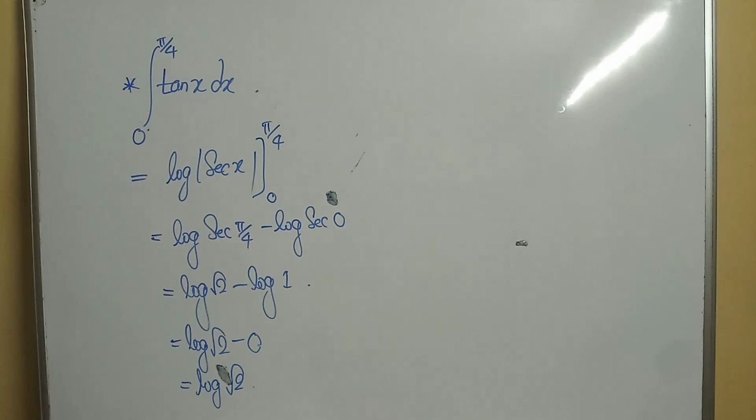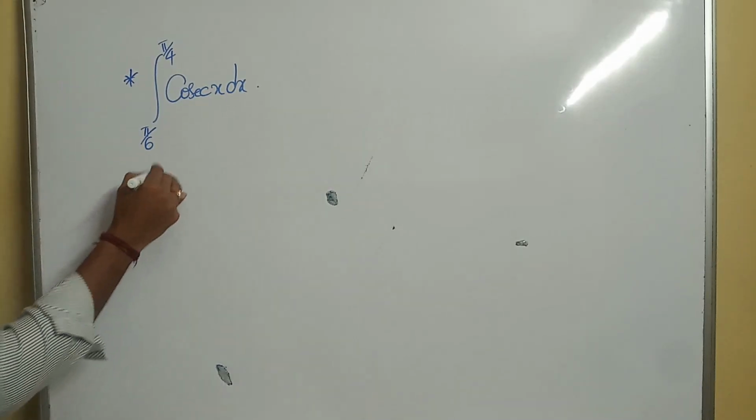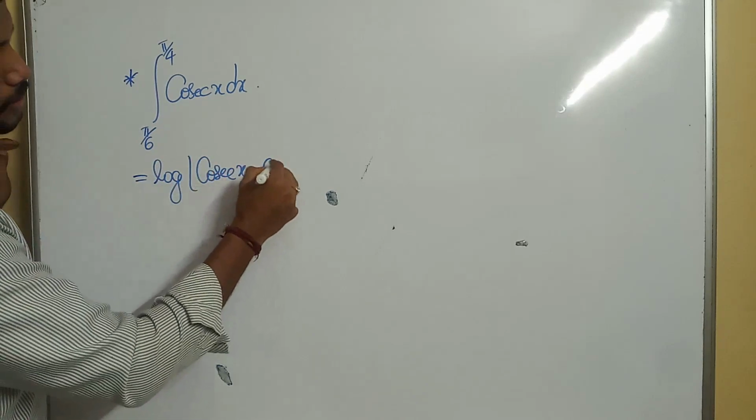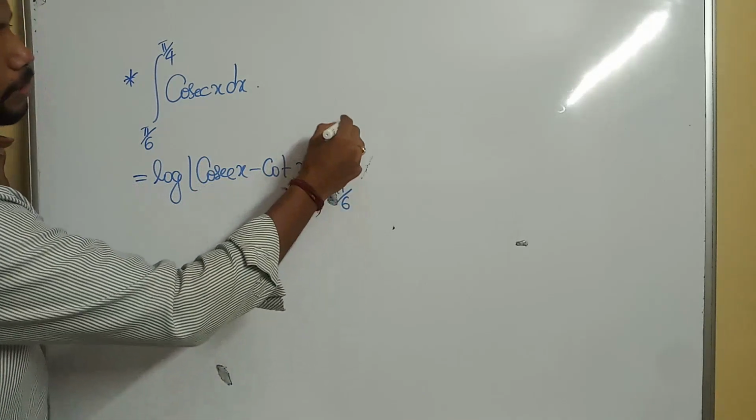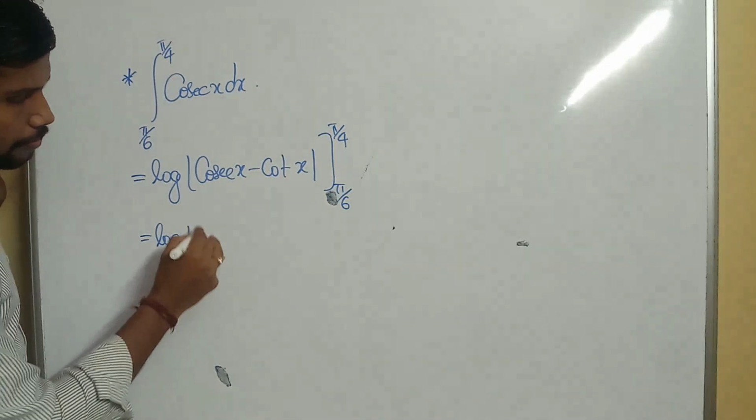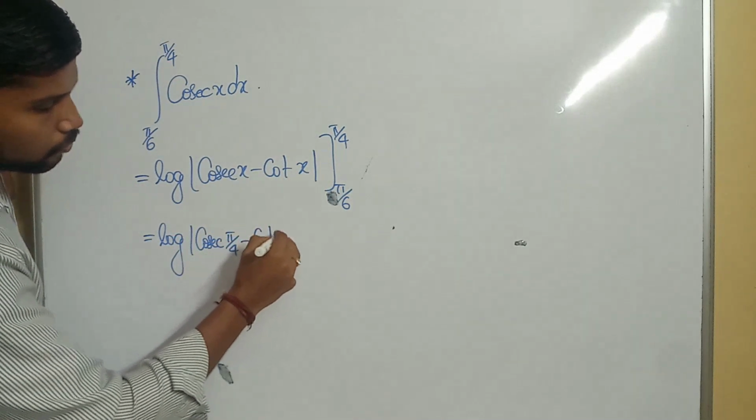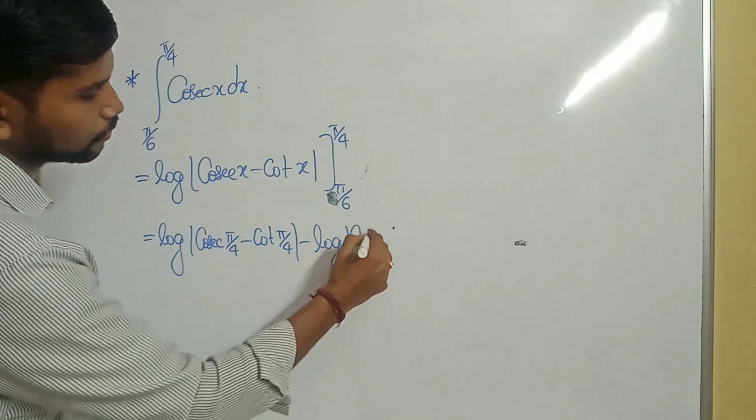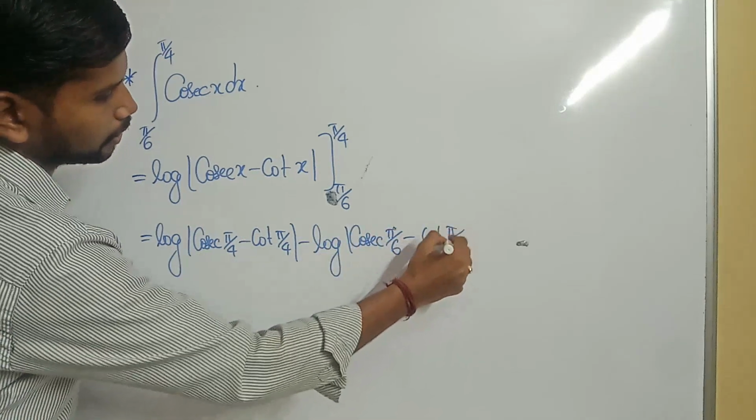Got it? Observe the next example. Integral of cosecant will be log modulus of cosecant x minus cot of x. The limits are pi by 6 to pi by 4. Substitute the upper limit value first. Log of modulus of cosecant of pi by 4 minus cot of pi by 4, minus lower limit, log of modulus of cosecant of pi by 6 minus cot of pi by 6.